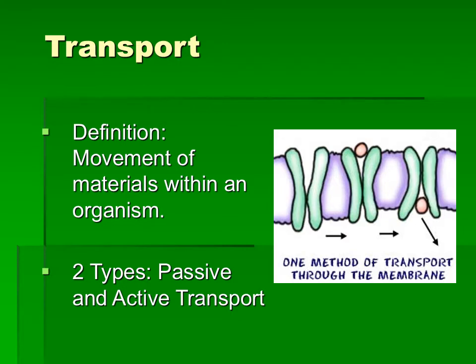Today's lesson is called cell transport. So transport meaning moving. We're moving something into and out of the cell. So first of all, we're going to start with just a general definition of transport. It's the movement of materials within an organism, and specifically we're talking about cells. Now, there are two specific types of transport. There's passive and active transport.